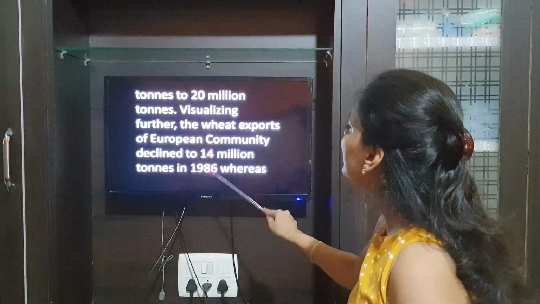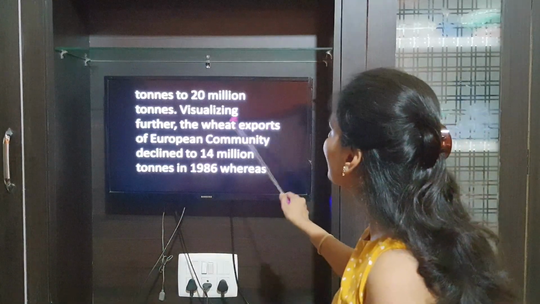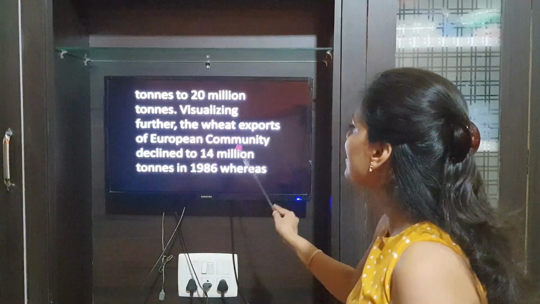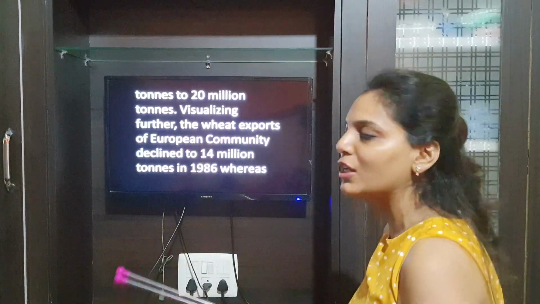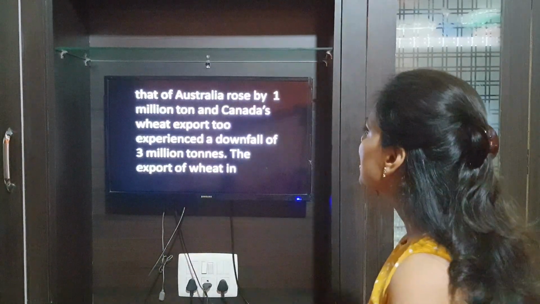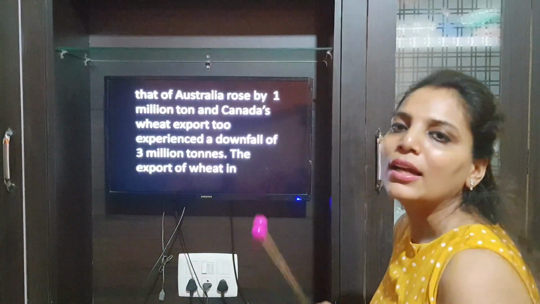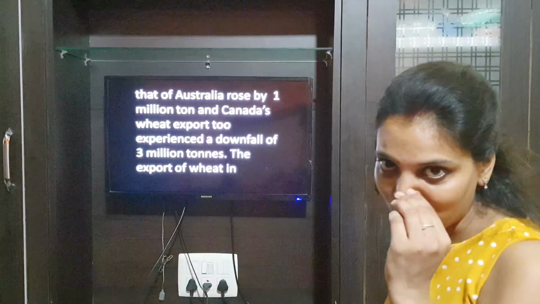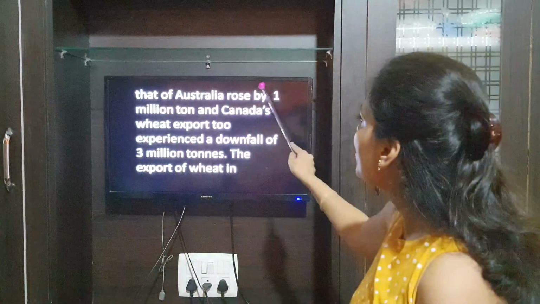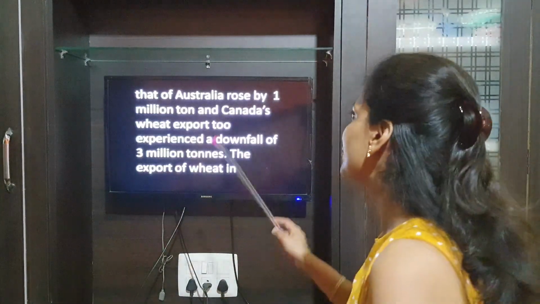declined to 14 million tons in 1986. Next year we see that the wheat exports of European community declined, means decreased. And what was the amount of decrease? It reached 14 million tons in 1986. Whereas that of Australia rose by 1 million ton. Now if we look at the wheat exports of Australia, they increased, and by how much? 1 million. So I've written the word by to mark the difference, right?